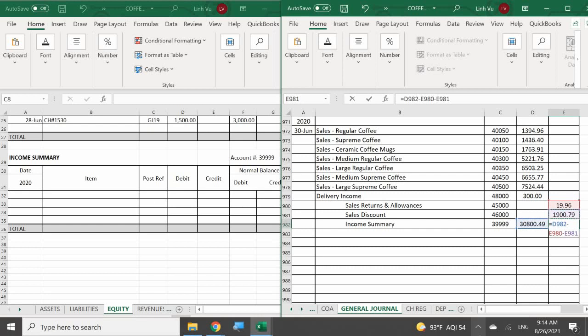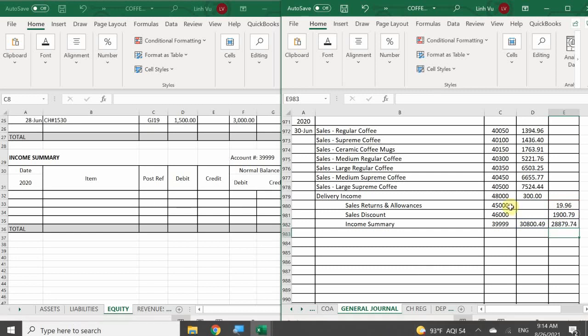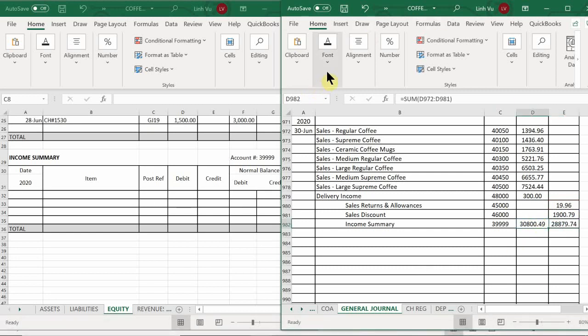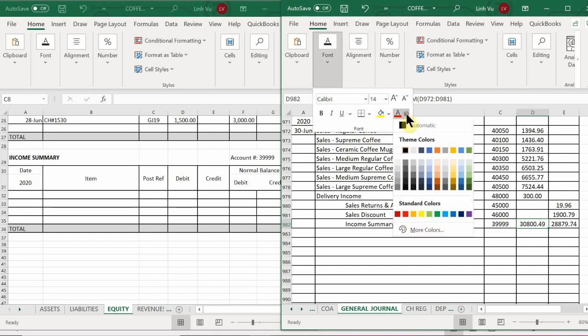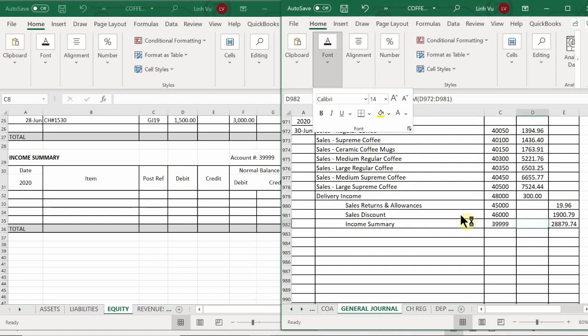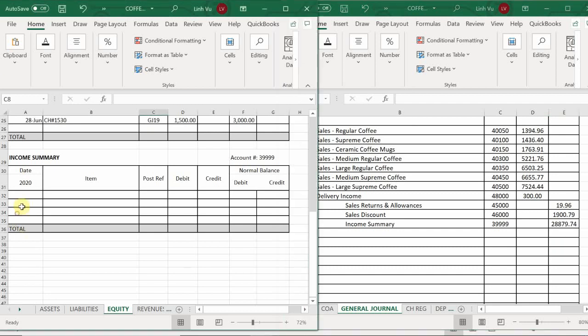And what should my credit to the income summary be? I got 28,879.74. Okay, and I'm going to hide this one because I put it inside the cell. I could have done it on the side, but it's okay. This is easier. Okay, so 28,879.74. So that's what you're going to put here.